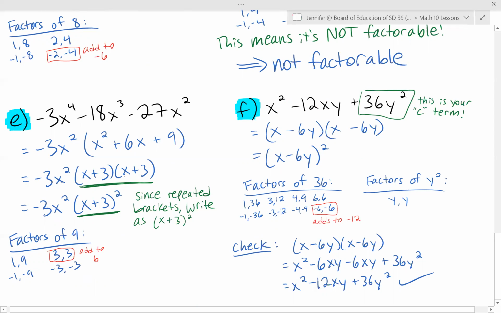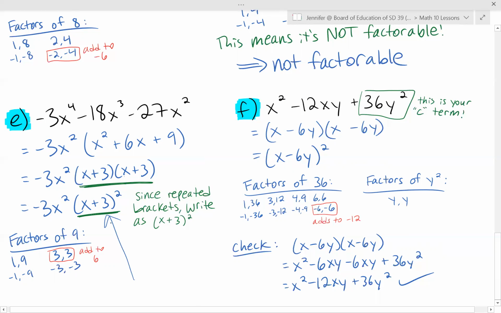What's kind of new in this question is, if you notice, these two sets of brackets are identical. They're repeated brackets. So it's actually proper form to write your final answer as whatever that bracket is, squared, instead of writing it out repeated twice. So if your final answer ever has repeated brackets, put it as whatever that bracket is, squared.